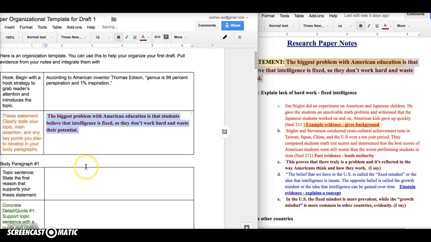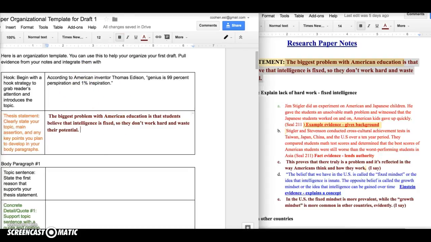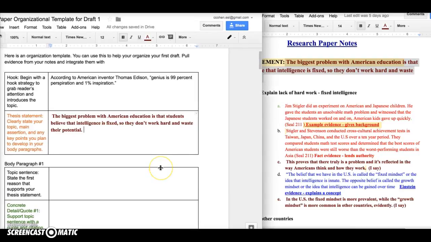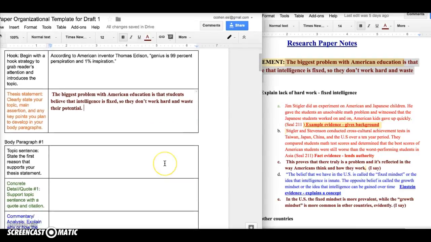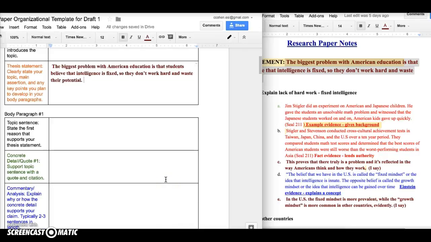Okay. And because of that, they don't work hard and waste their potential. So I'm going to come back and develop my introduction later, but as I said, the body paragraphs are most important and they really make up the meat of this essay. So we're going to go on to look at our subtopics to get started on our body paragraphs.